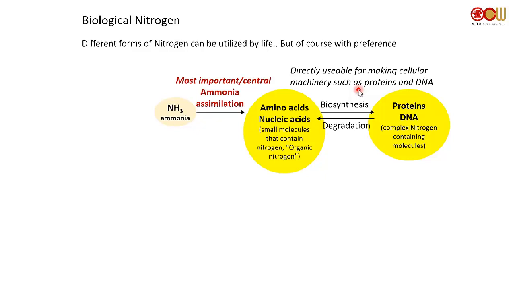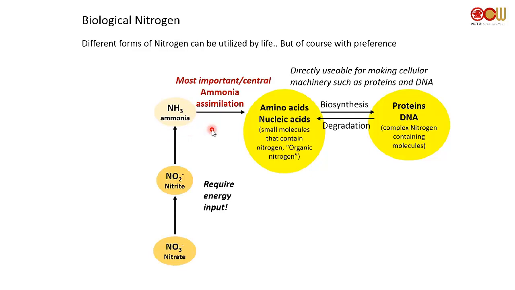That something is usually ammonia, NH3. Ammonia is one of the most important biological nitrogen sources. It's going to turn ammonia into amino acids through these ammonia assimilation reactions, which we will talk about. Going from ammonia, you'd be wondering, where do you get ammonia from?